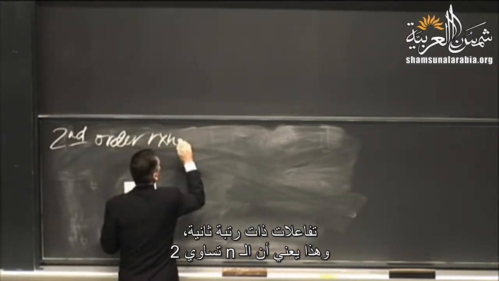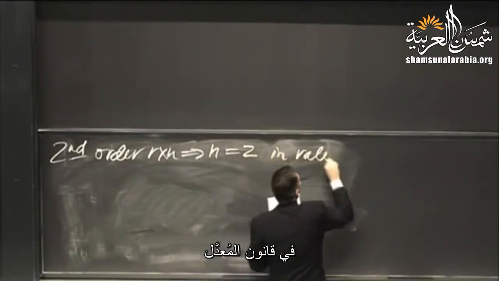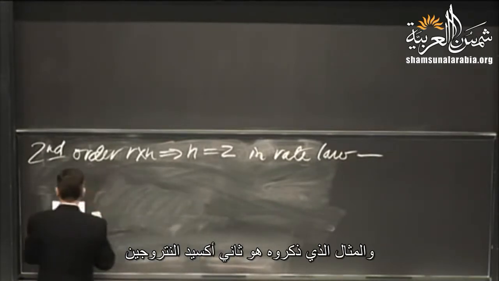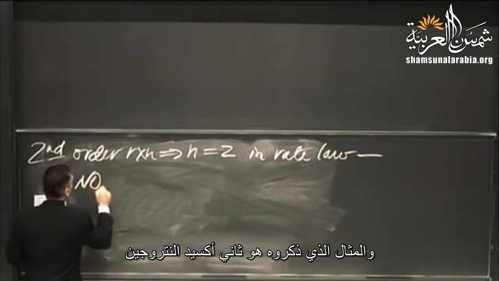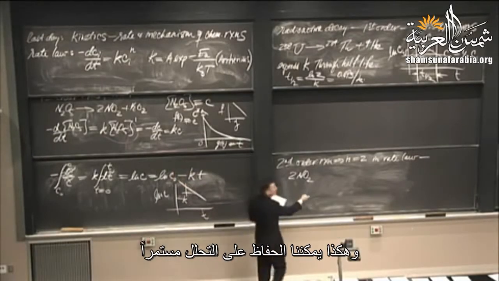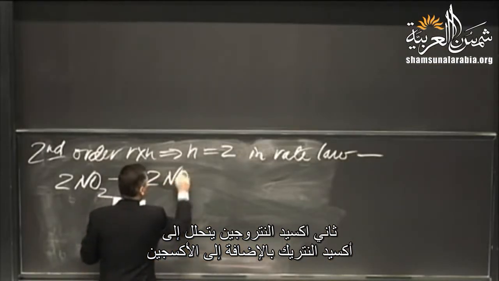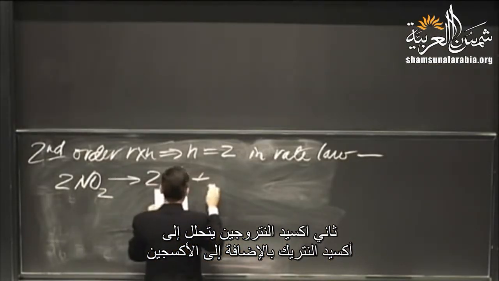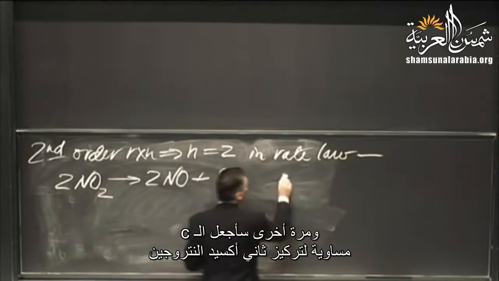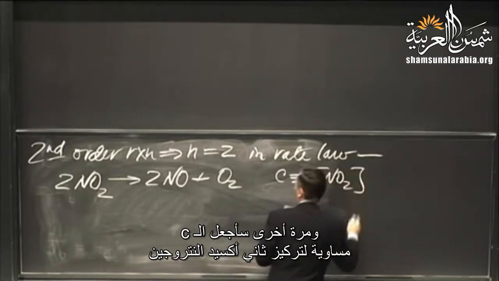Second-order reaction, which means that n equals 2 in the rate law expression. The example that they gave was NO2. See, look, we went from N2O5 to NO2, and then we can keep the decomposition going. NO2 goes to NO plus O2. All right? And again, in this case, C will equal the concentration of NO2.